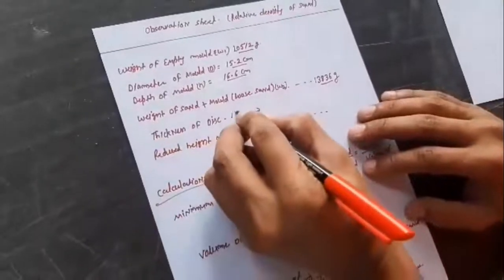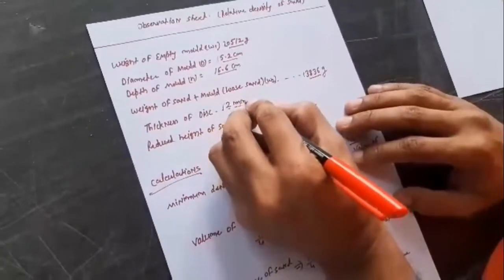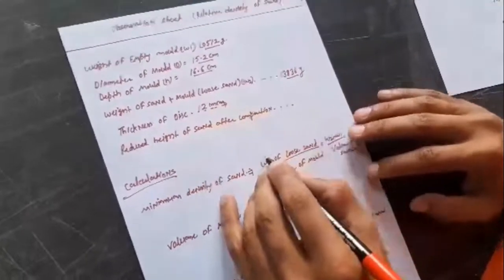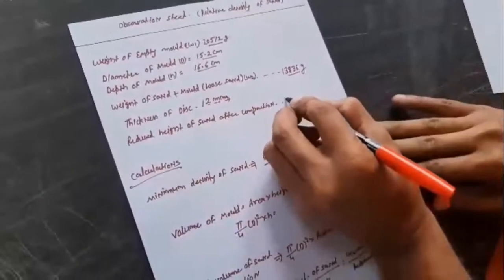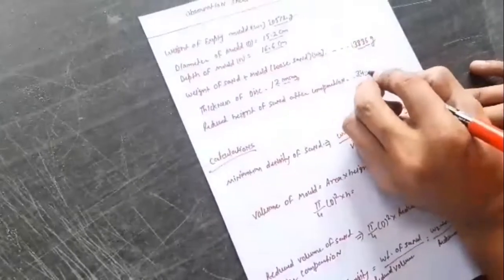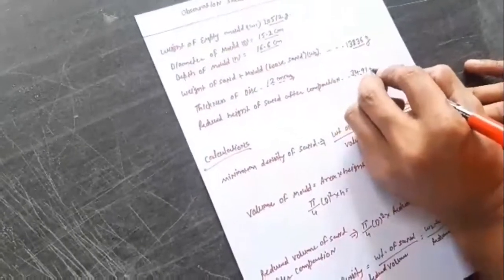Now bring all the values into the observation sheet, where we need to calculate all the values. Put the value of thickness of disc or plate, that is 12 mm. The reduced height of sand after compaction, that is the total height you have to use, was 34.91 mm.